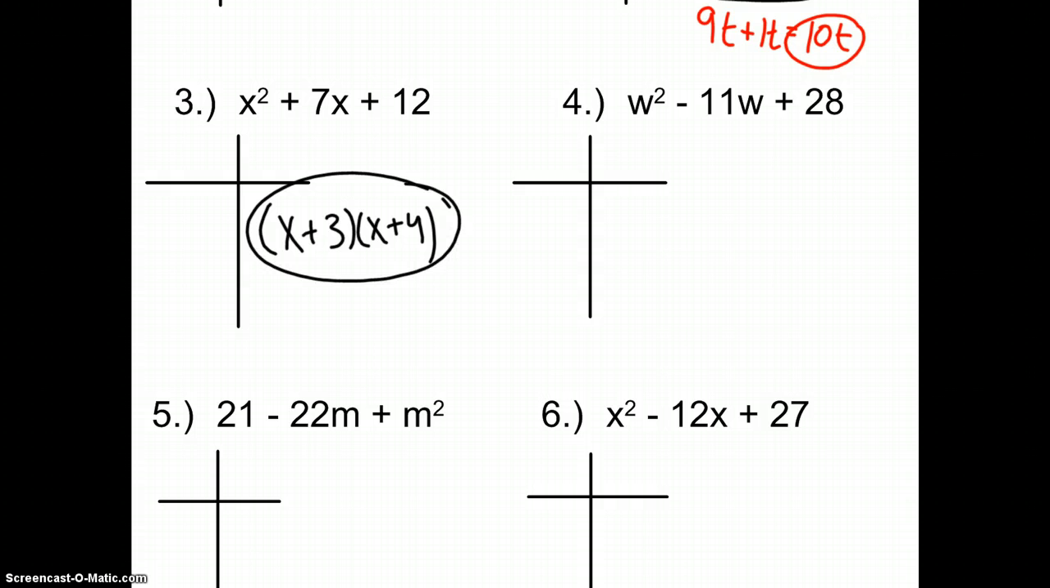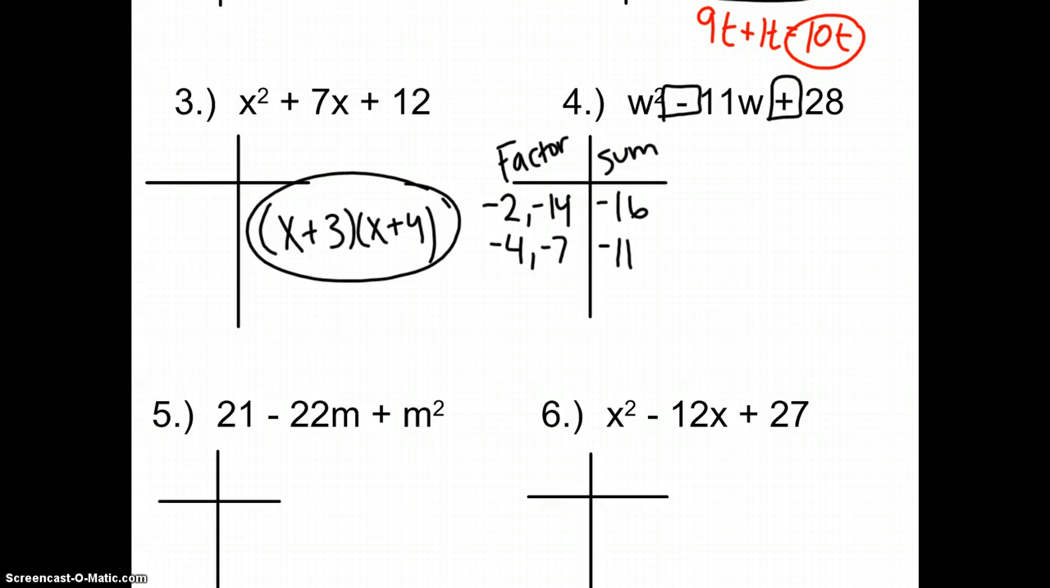Number 4 is a little different because we have a positive and a negative. So we have to multiply two things together to get a positive and add them to get a negative. So we have to have two negatives in this case. So we could try negative 2 and negative 14, which would give us negative 16, or negative 4 and negative 7, which would give us negative 11, which we're looking for.